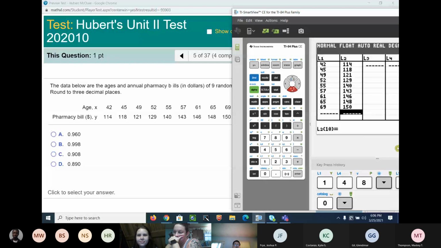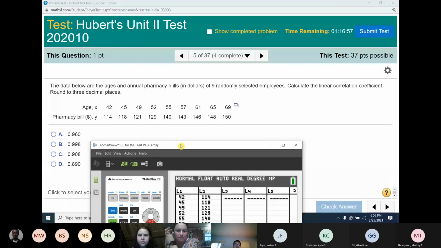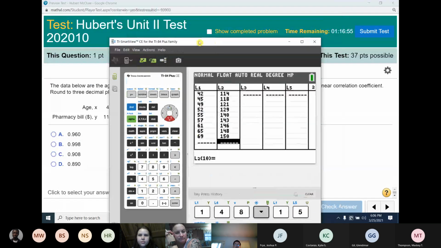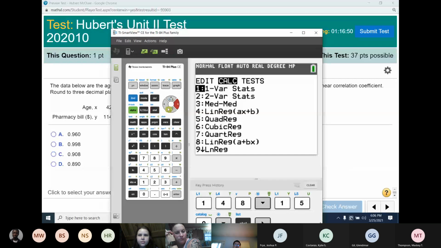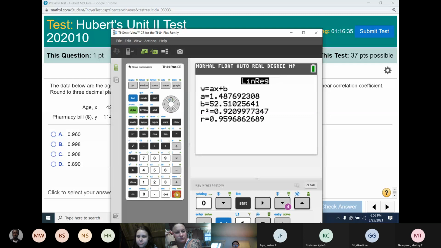Okay, now I'm not going to worry. It looks like to me that for right now they just want R. So I'm going to hit stat, calculate, linear regression, and second L1. I have no idea why that started going to L3, and calculate. And R is 0.95960. Look at there.